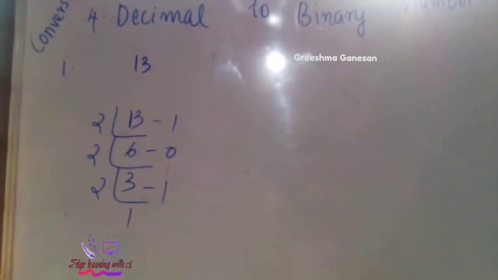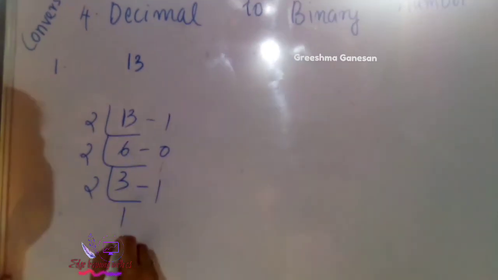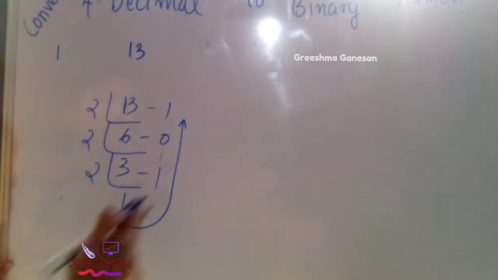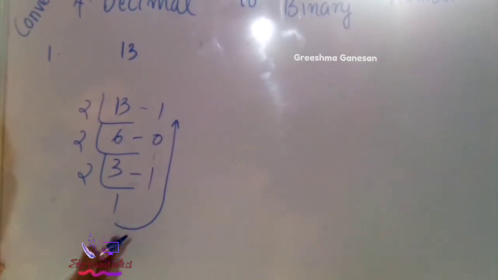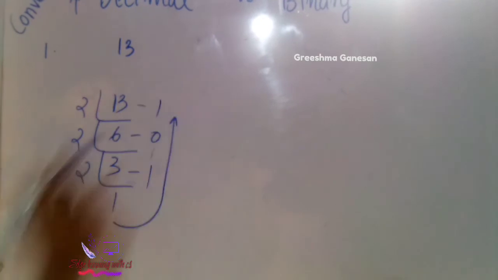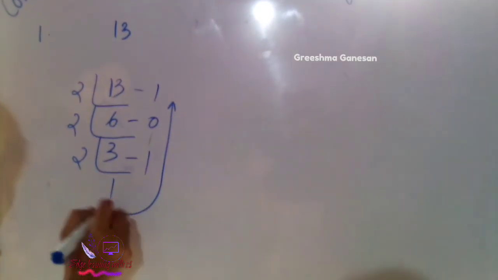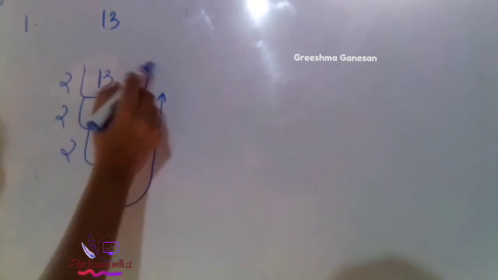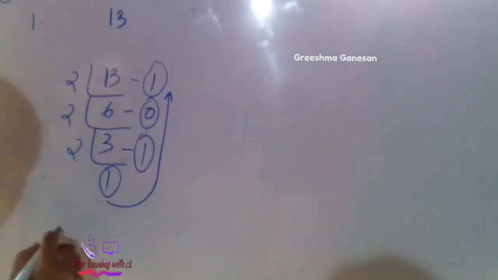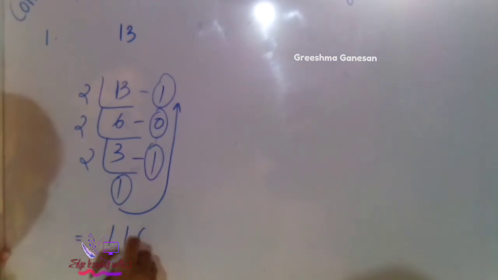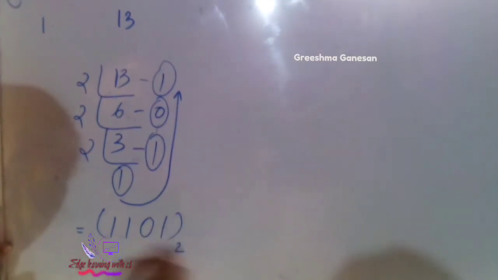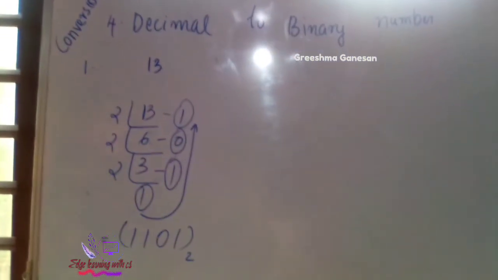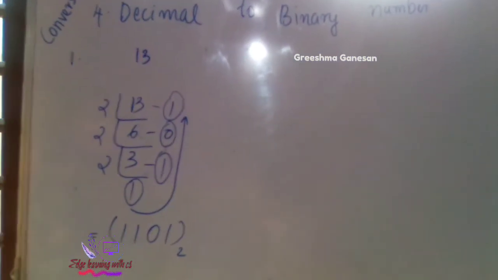Then we can count this answer like this. We start reading the answer from down to top. That means the first value will be this one, this will be second, this will be third, this will be fourth. That means your answer will be 1101. So this will be the binary equivalent for number 13. Is that clear?